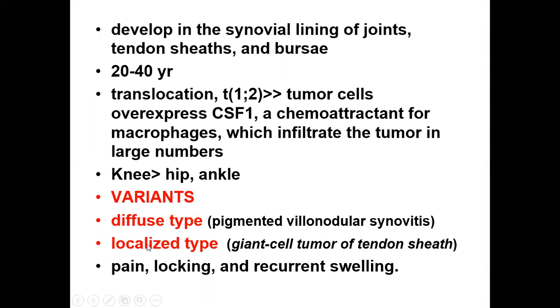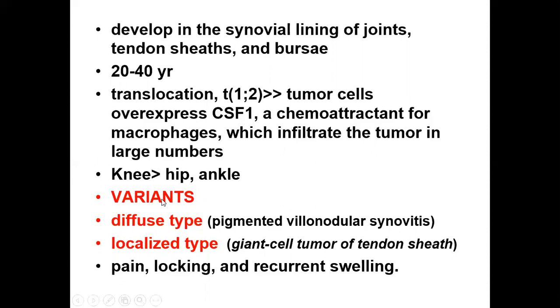And there is translocation of the chromosome between 1 and 2. Tumor cells overexpress colony-stimulating factor 1, a chemoattractant for macrophages, which infiltrate the tumor in large numbers. Joints affected are the knee, hip, and ankle.